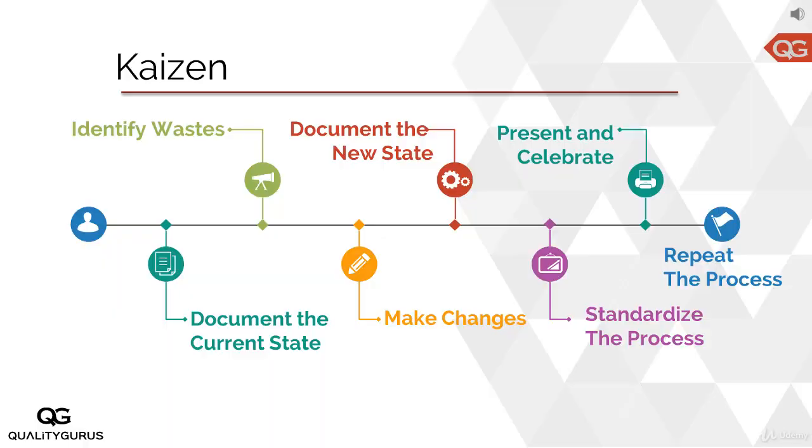So here on this slide, you look at some of the steps which are followed when you want to do a Kaizen event. Kaizen event is something where you look at a process and you identify where you can make improvements, small improvements. So it starts with documenting the current state, where the process is, then you identify wastes, where the wastes are in the process, then you make change, then you document the new state, then you standardize the process, and then you present and celebrate, and this process is repeated.